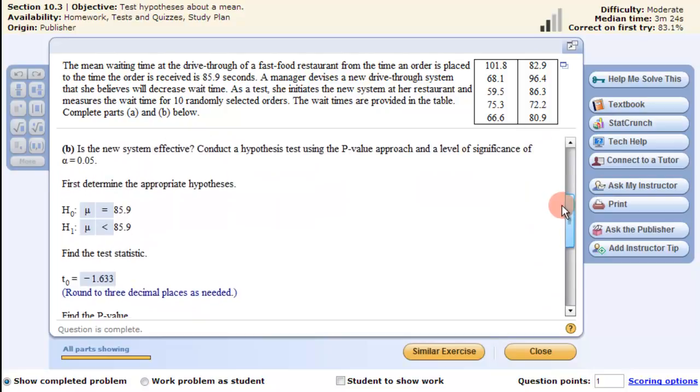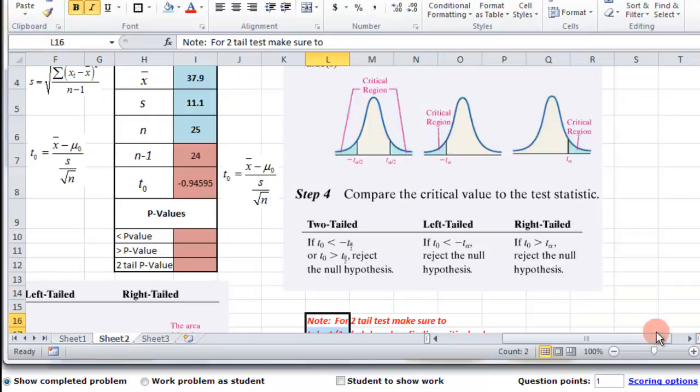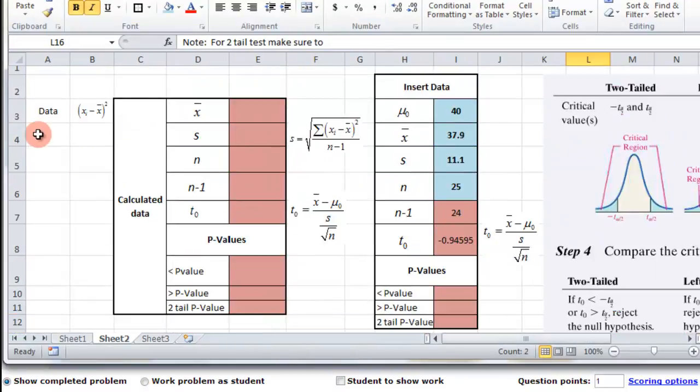It says, is the new system effective? Conduct a hypothesis test using the p-value approach at a level of significance of 0.05. Basically the initial mean was 85.9, and she says it will decrease, so it's a left-tailed test, less than 85.9. Find the test statistic. Okay, we've got the data. Let's go to the Excel chart. I'm going to paste it in here.